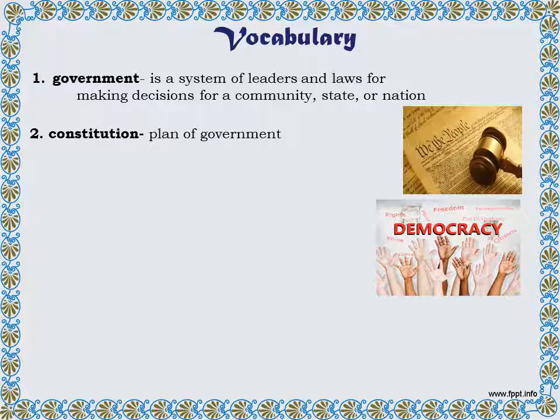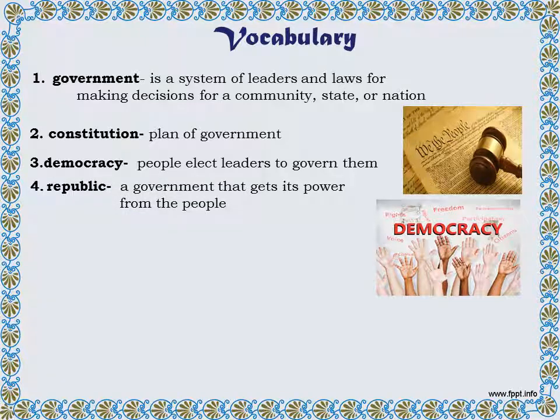It may tell what the branches of the government are, what powers they have, and it also includes the rights of citizens. Number three is democracy. People elect leaders to govern them. It is a government run by the people, meaning people have a say in how the government is run. They do it by voting. Like in the United States, people just voted for their president.